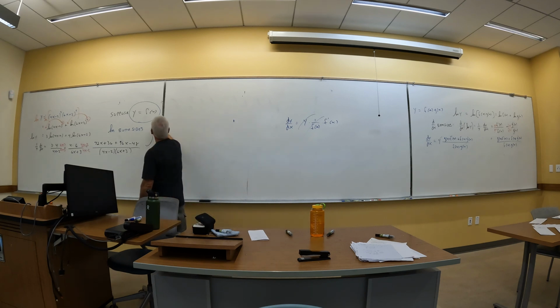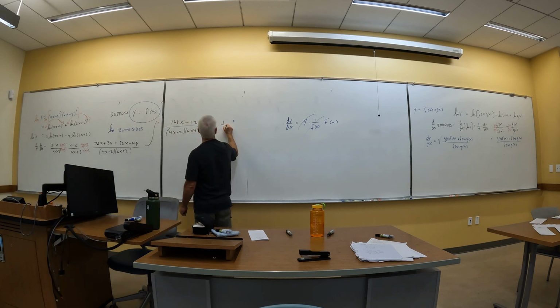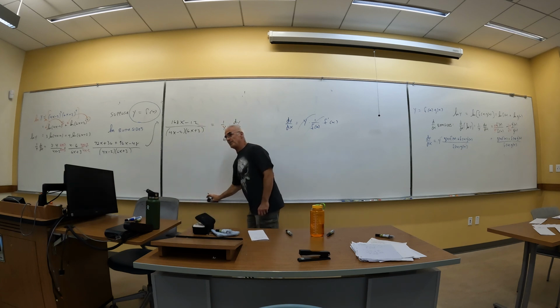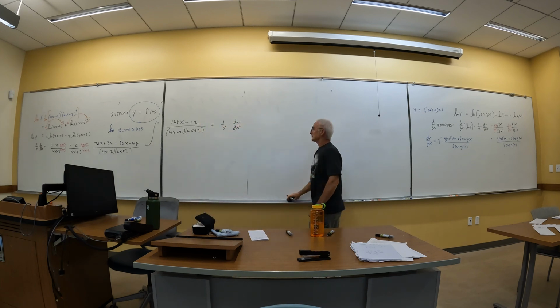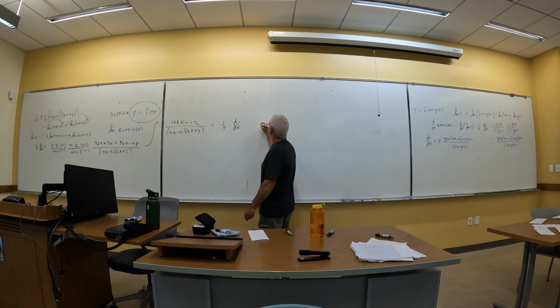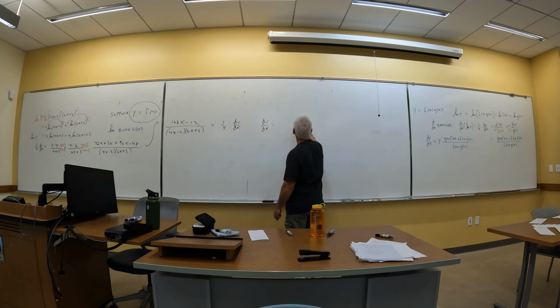Okay, a little higher. So it looks like I have 168x minus 12 over this. Okay. And what does all that equal? That all equals 1 over y times dy dx. So just like before, I would like to say dy dx equals. So dy dx is going to equal that.